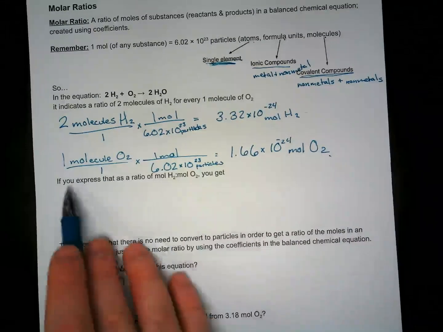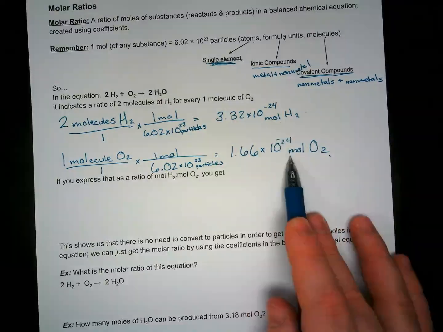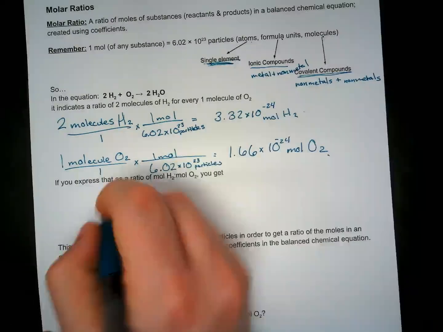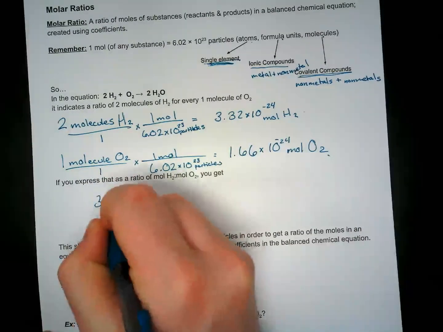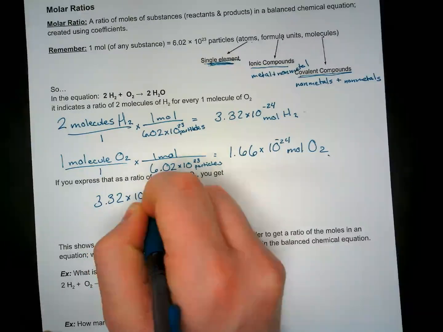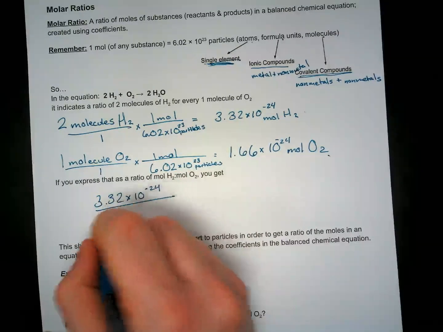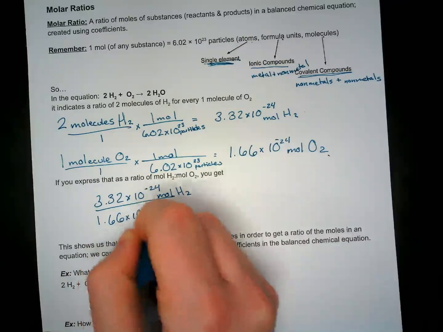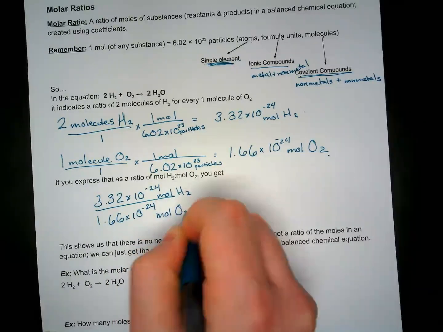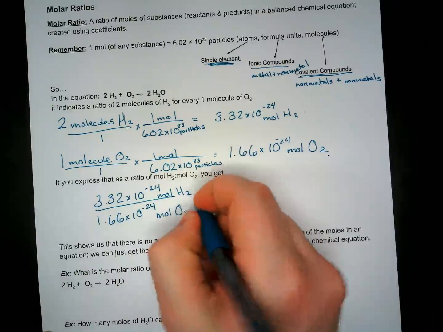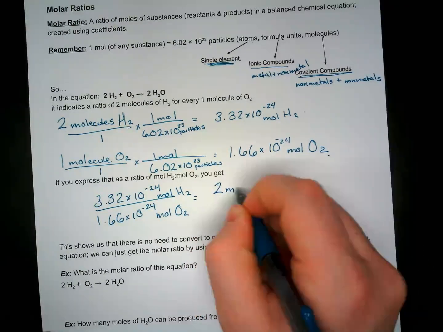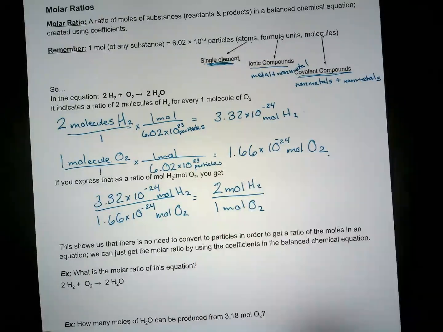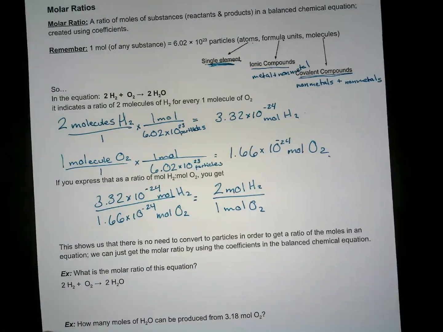So let's try to express the number of moles here to here. Let's see what that ratio would look like. As you would with any ratio, we'll divide this by this. So we'll go 3.32 times 10 to the negative 24th moles of H2 divided by 1.66 times 10 to the negative 24th moles of O2. What we would see here is that we would have 2 moles of hydrogen gas for every 1 mole of oxygen gas. That's kind of interesting.